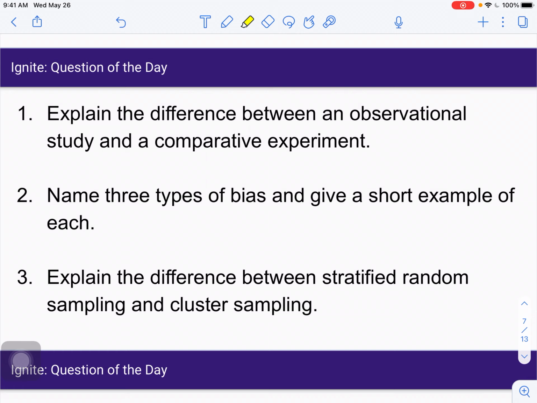All right, so number 1, explain the difference between an observational study and a comparative experiment. Number 2, name 3 types of bias and give a short example of each. And number 3, explain the difference between stratified random sampling and cluster sampling. All right, pause the video, write out your responses. This will go into Schoology, and then you can unpause and come on back for the answers.